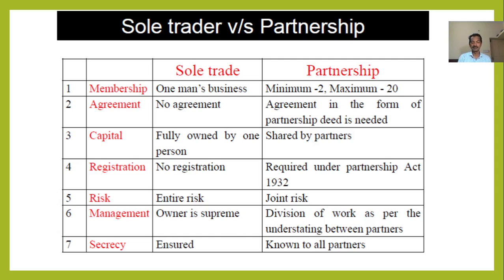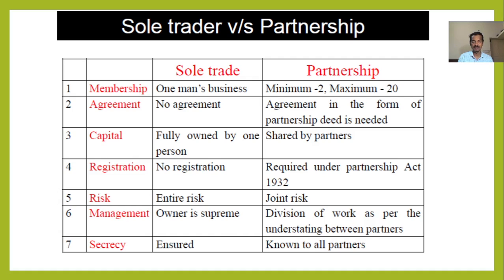Then management. The owner is supreme. He will manage the whole organization. And in case of partnership firm, there is division of work as per the understanding between the partners. Whatever the work is there, the partners mutually decide who will do what. Therefore, in case of sole trader, the owner is supreme, but in case of partnership, division of work is as per the understanding between the partners.